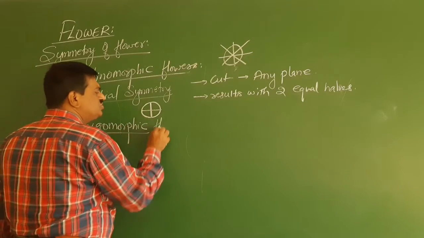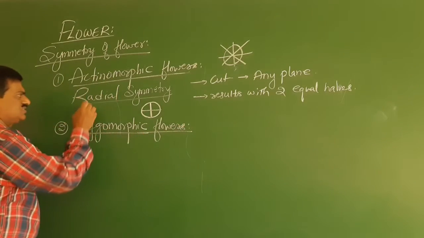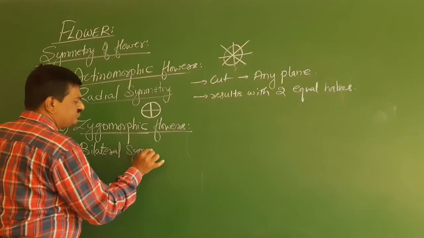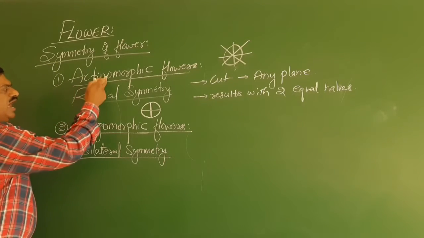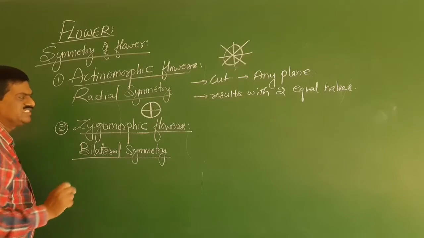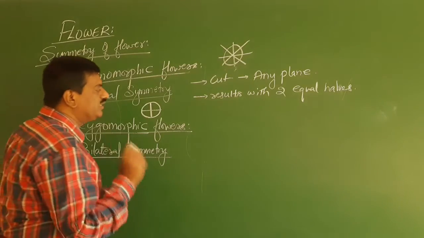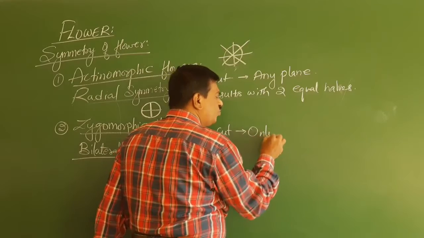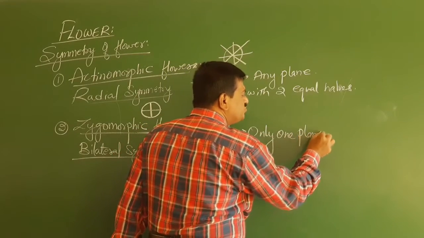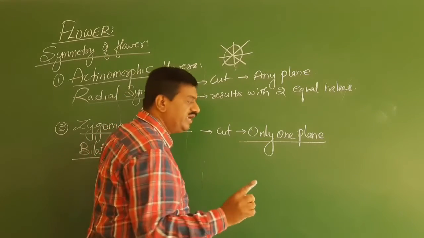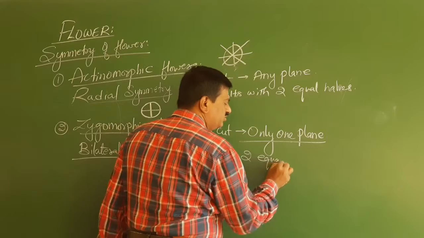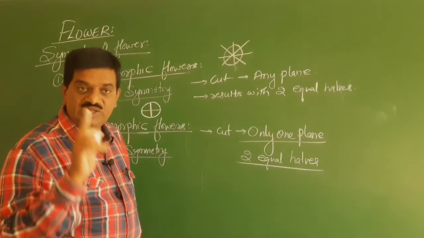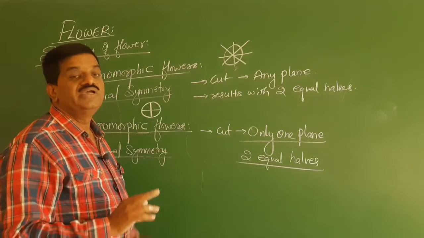zygomorphic flowers. Zygomorphic flowers are also called bilateral flowers, or bilateral symmetry. So actinomorphic is called radial, and zygomorphic is called bilateral symmetry. When we cut the flower in only one plane, it gives rise to 2 equal halves, whereas in the other planes it never gives rise to two equal halves.